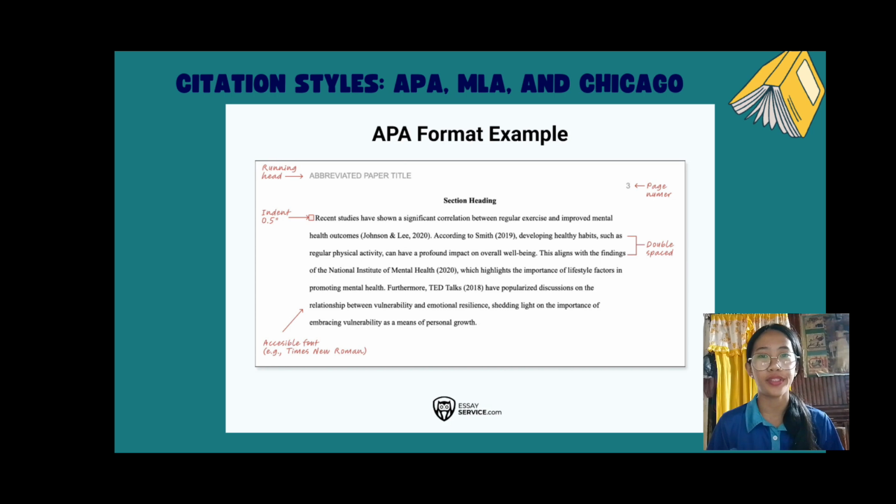Let us have first the APA format. This is commonly used in education, psychology, and social sciences, and also it focuses on the author's last name and year of publication. So it requires in-text citations and reference lists to properly credit sources and maintain academic integrity.